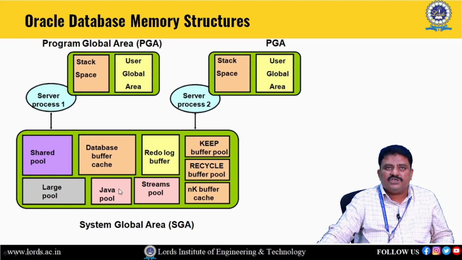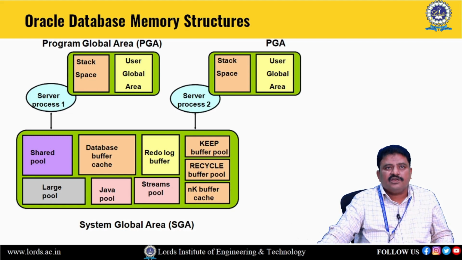If the user client is performing Java related activities, we can go for Java pools. For communication between different Oracle servers, we can go for streams pools, where data is sent in the form of messages. And we have the keep buffer pool, recycle buffer pool, and buffer cache. All this information is part of the System Global Area, and it is created once the instance is started. Once the instance is created, the System Global Area has been created.